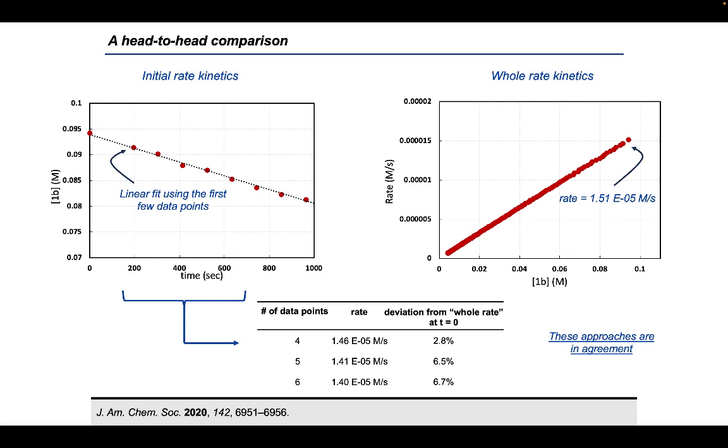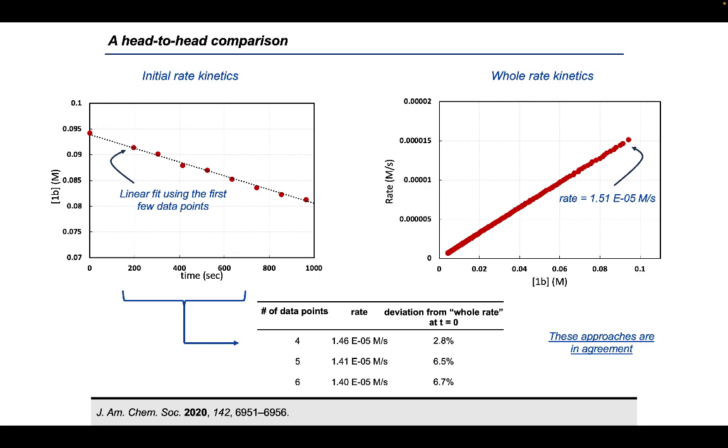And if we compare 4, 5, and 6, and again, recall that the k-obs is the slope of the linear fit, we find that in 3 cases, we achieve a pretty good agreement with the initial rate that's provided by the whole rate kinetics approach, with under 10% deviation between these two approaches. That's good news because it tells us that initial rates is reliable in this case.